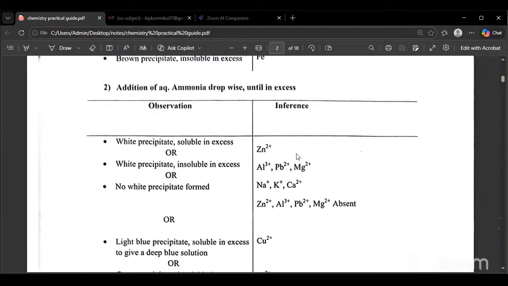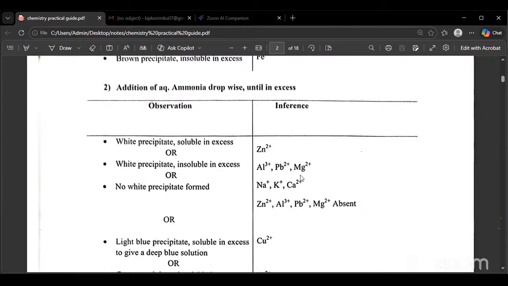Now, there's something else that is different. When you add aqueous ammonia, there's something slightly changing, and this is because of complex ions or complex salts or double salts being formed. So very small portions are changing. For example, white precipitate soluble, it is no longer ZAP. So this one we now have zinc alone. We have white precipitate insoluble, we have aluminium.